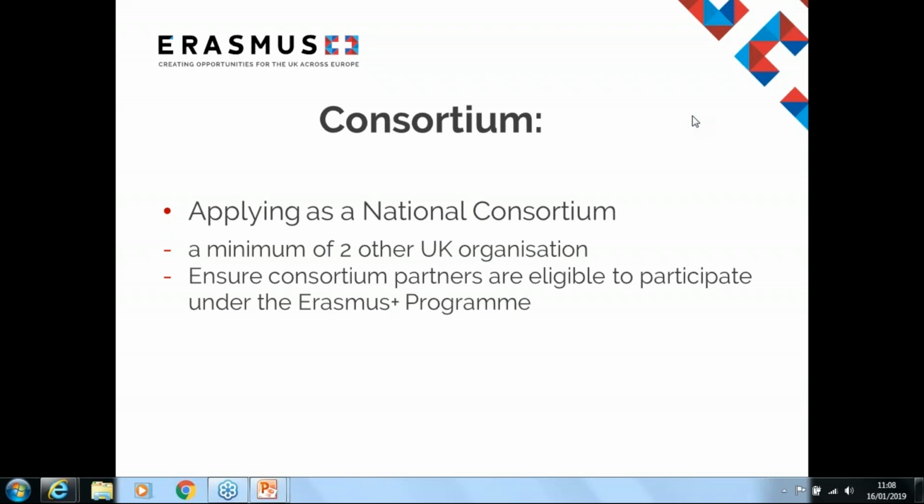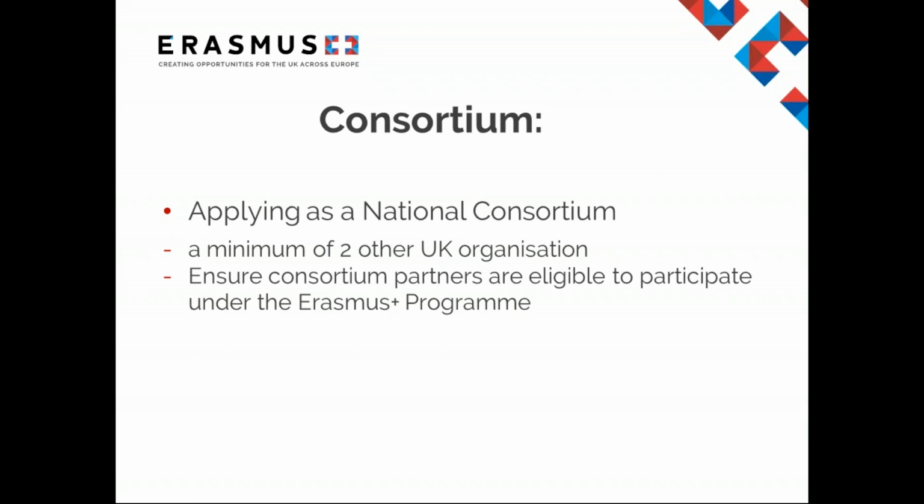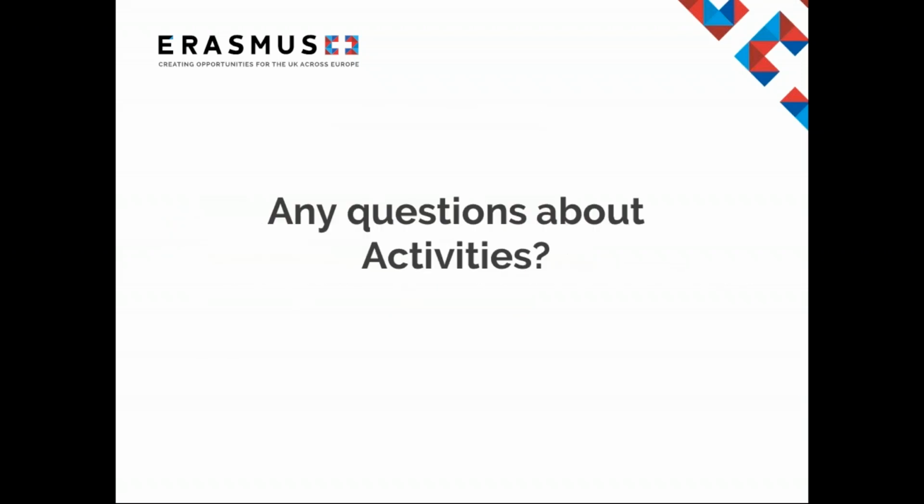If you do not input the receiving organization in the application form, you should indicate within the application the country and the city or town where mobilities will take place. If your application is successful, the national agency will request your receiving partner's details at a later date. UK consortium partners, on the other hand, must be identified in the application.